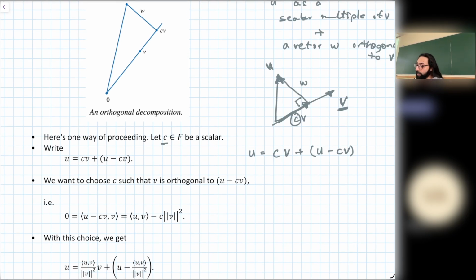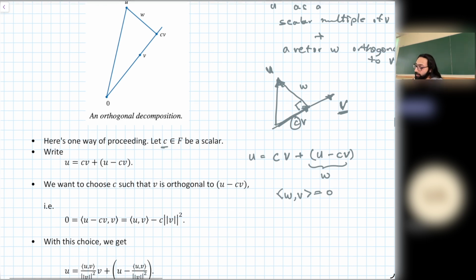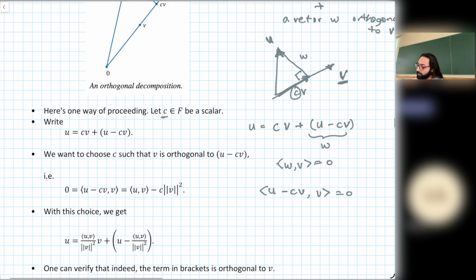Okay. And what is the other condition we want? So this is some vector w. It's not some arbitrary vector w. We want this vector w to be orthogonal to v. How do you do that? What is the definition of orthogonality? Exactly. So the inner product of w and v, we want this to be 0, correct? Okay, so now let's expand this. So this would be u minus cv, inner product with v. It should vanish, correct? Is it making sense?